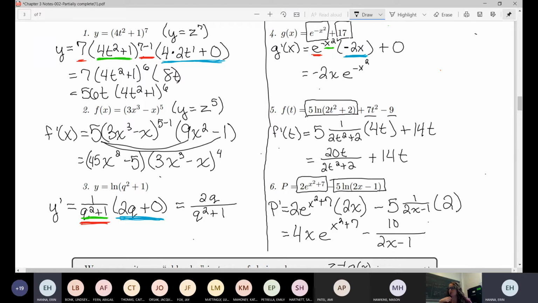Questions, concerns on the chain rule before I move on to our next set of rules? Our last 2 rules, I should say. They're the last 2 we've got. I'll hold on like 5 more seconds. All right.